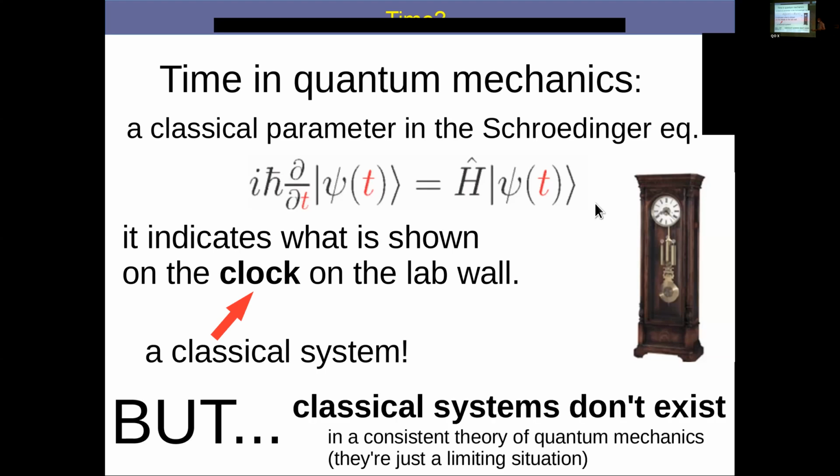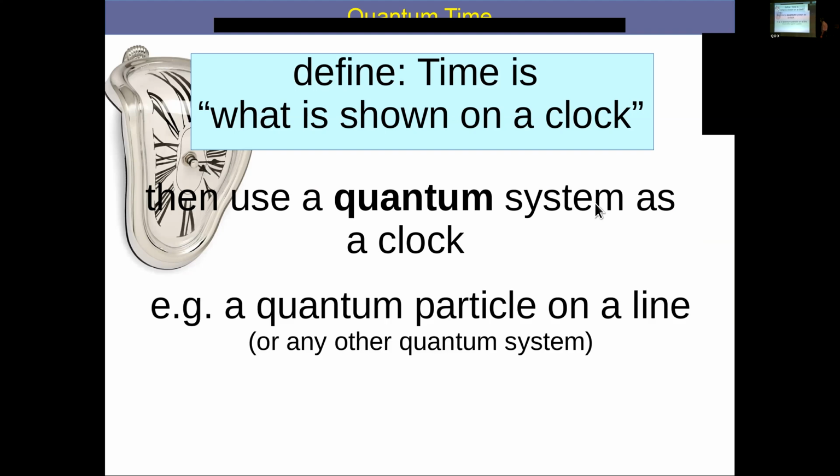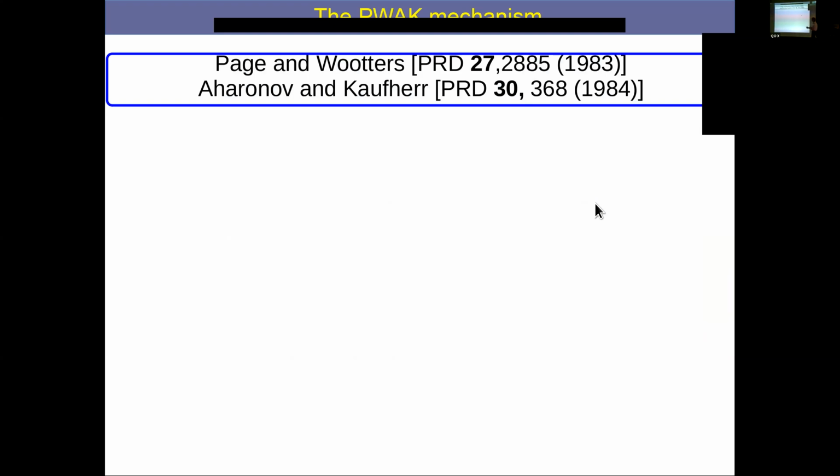But of course, if you want to have a consistent formalization of quantum mechanics, you don't want classical systems in your axioms because that's inconsistent. You want something where everything is quantum, and classical mechanics should just emerge from quantum mechanics. So the idea we are exploring is, just use a quantum clock, very simple. Use a quantum system as a clock, like a particle on a line or some other system. And then time is just entanglement, correlations between the clock system and your system where you're performing the experiment.